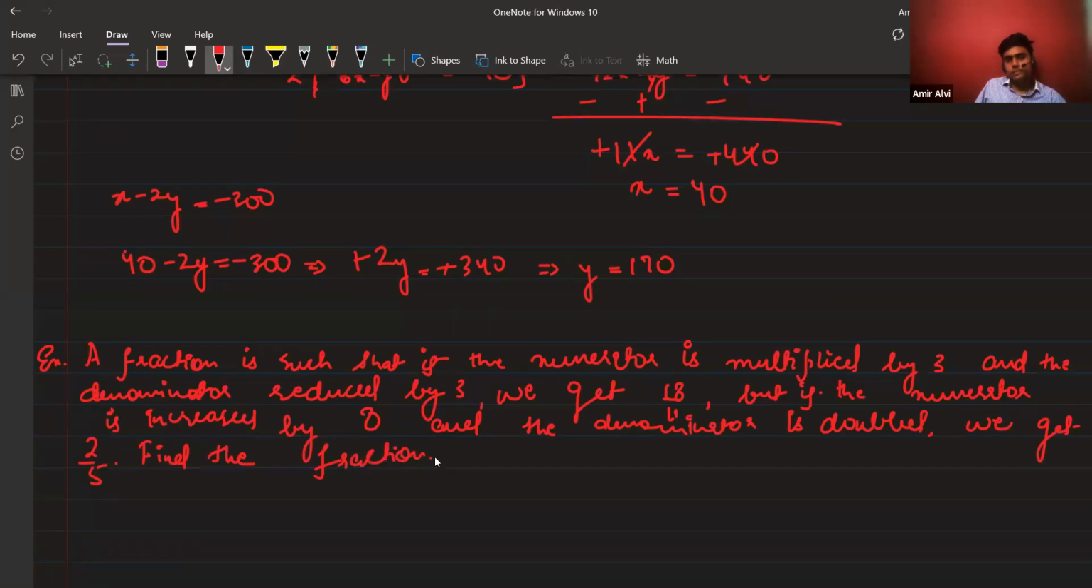Can you solve it? Sir, what is 18 by 11? Multiplied by 3, we get, and reduced by 3, we get 18 by 11. Okay. And this is 2 by 5.